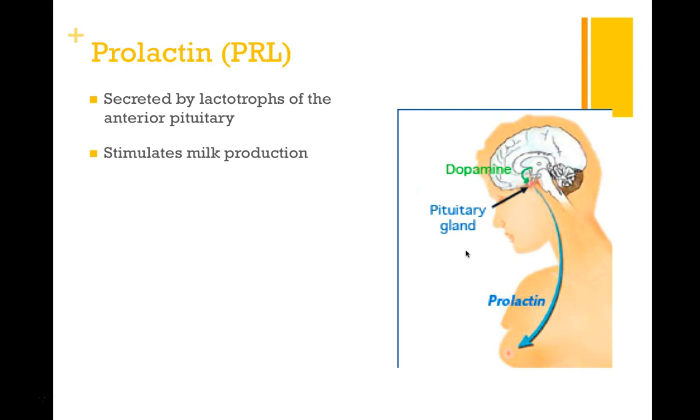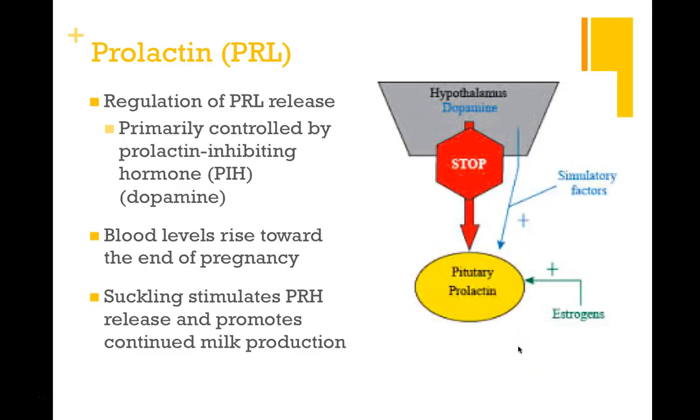Lastly, let's talk about prolactin. This is secreted in the anterior pituitary gland by the lactotrophs, and its function is to stimulate milk production. So how do we regulate prolactin? We know that lactating women, typically after pregnancy, will be the ones producing milk. But how come we don't always produce milk? How come males don't produce milk? This is because our hypothalamus is secreting something known as the prolactin inhibiting hormone, also known as dopamine.